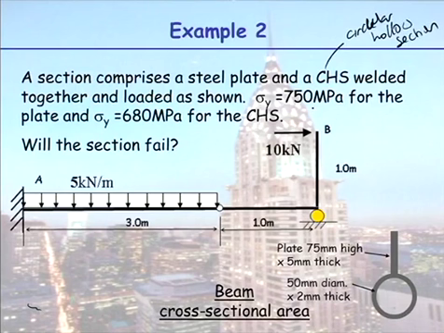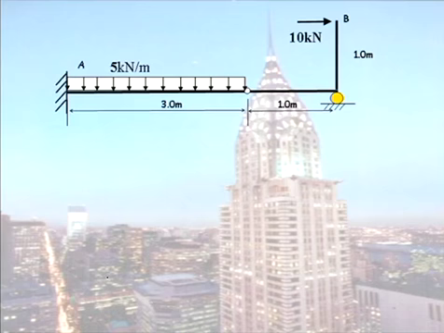So we would be doing an ultimate limit state design here. So once we draw our bending and shear force diagrams, we then need to use our bending stress formula, My over I. So let's get going on this one. First thing we need to do before we can draw our shear force diagram is calculate our reactions.